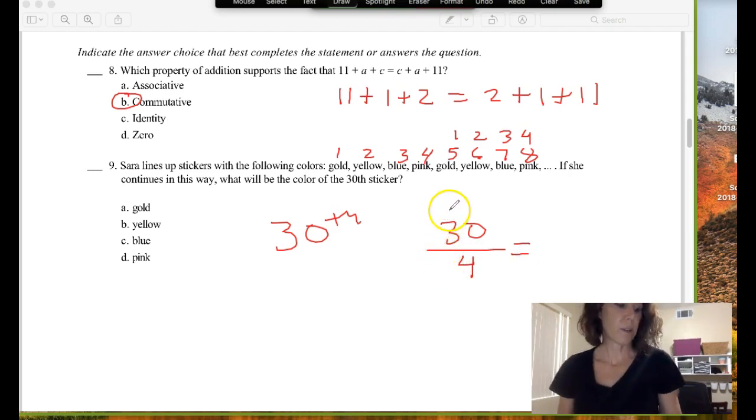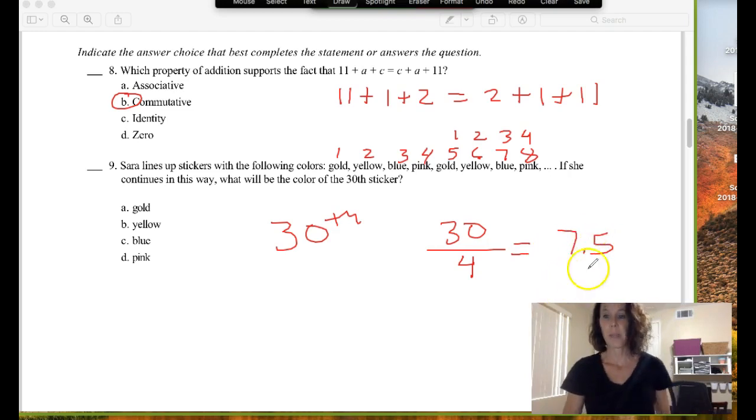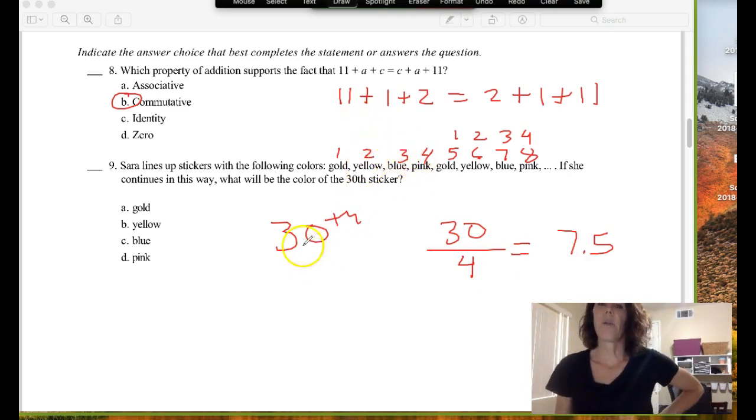So if I take 30 and divide it by 4, I'm going to get 7.5 times. So what I'm going to do is I'm going to think, all right, if I go around the 30th time, it's going to do 1, 2, 3, 4, 7.5 times. So that half is what matters. So I'm going to go 1, 2, 3, 4, 1, 2, 3, 4. I'm going to do that 7 more times and a half more.